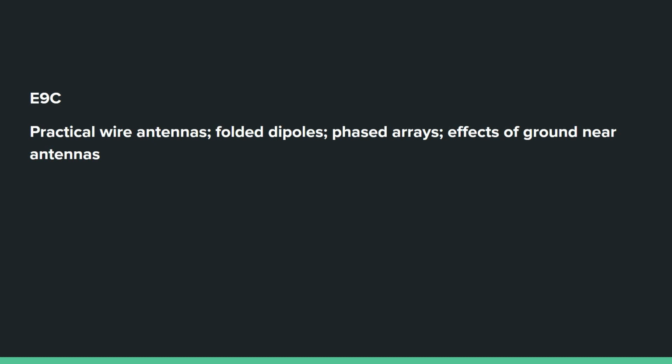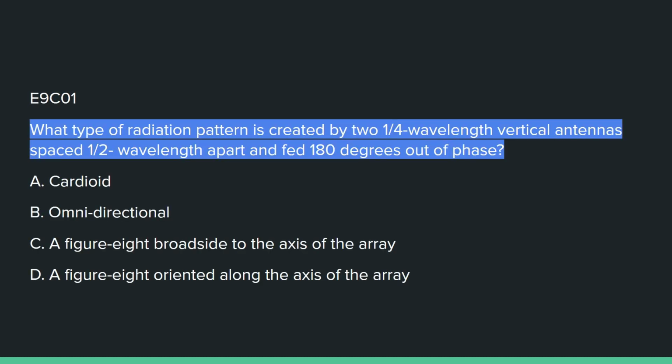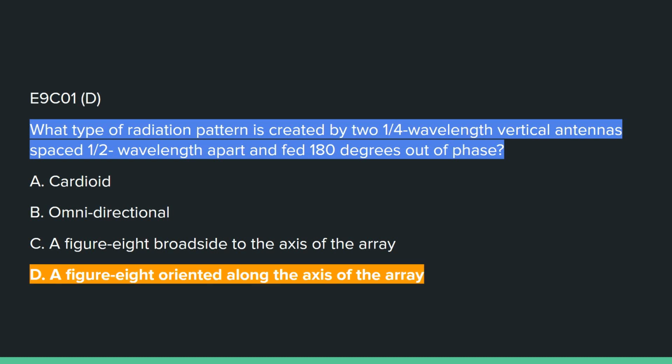E9C, practical wire antennas, folded dipoles, phased arrays, effects of ground near antennas. E9C01, what type of radiation pattern is created by two quarter wavelength vertical antennas spaced half wavelength apart and fed 180 degrees out of phase? That's D, a figure 8 oriented along the axis of the array.